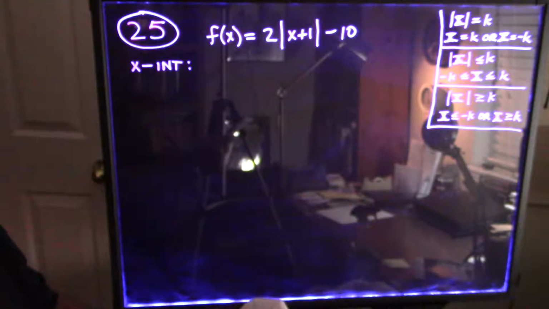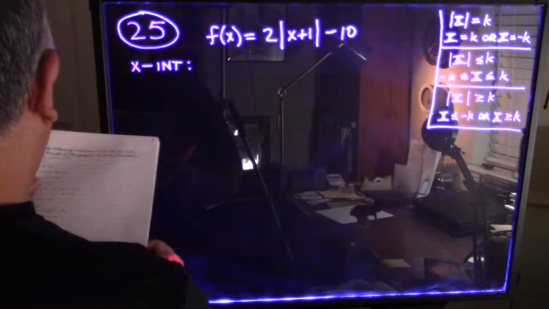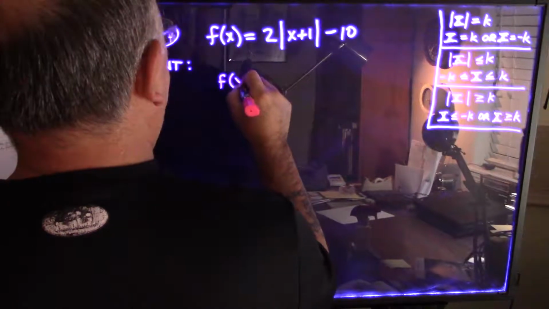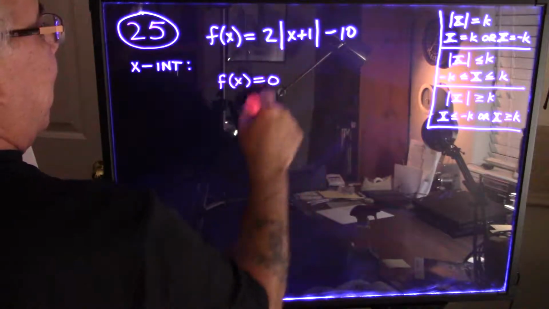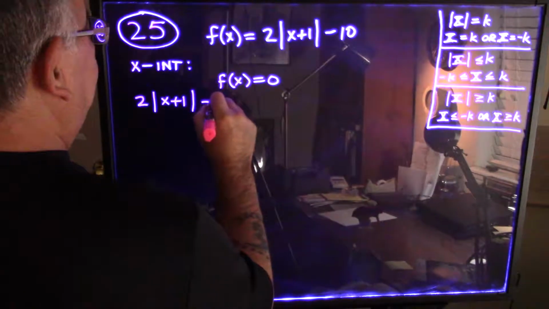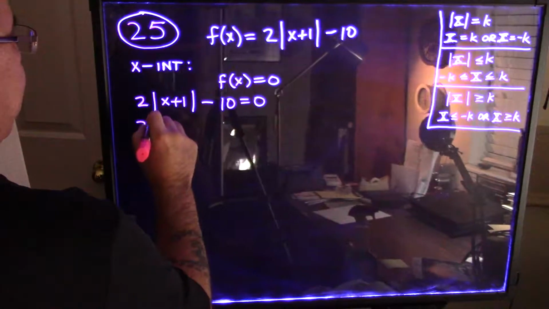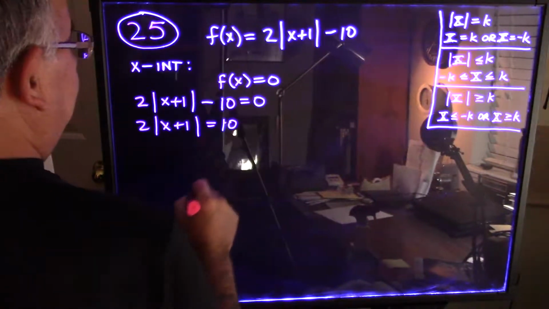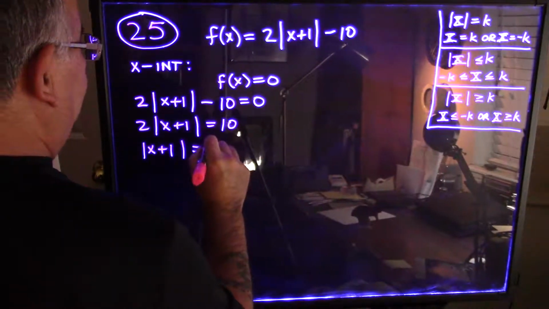So if y equals f of x, which we're going to let that equal, then you set f of x equal to 0. Or same as setting y equal to 0. So what we have then is, what's f of x? 2 absolute value of x plus 1 minus 10 equals 0. And then solve for x. 2 absolute value of x plus 1 equals 10. Divide both sides by 2. Absolute value of x plus 1 is equal to 5.